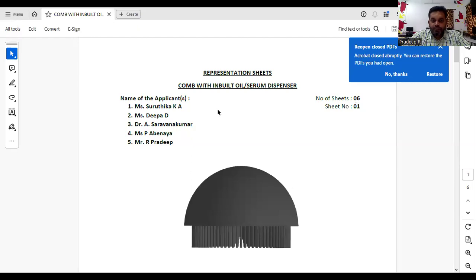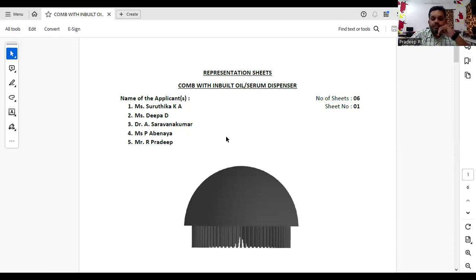So see, when we go for any patents, people used to think that we have to make some miracles, only then it will be patented. It is not like that. Based on my own experience, in our day-to-day life, we'll be facing some problem. We try to find a small solution for that, and that can be patented. For example, you can see a document here. It's a comb inbuilt with an oil or a serum dispenser.